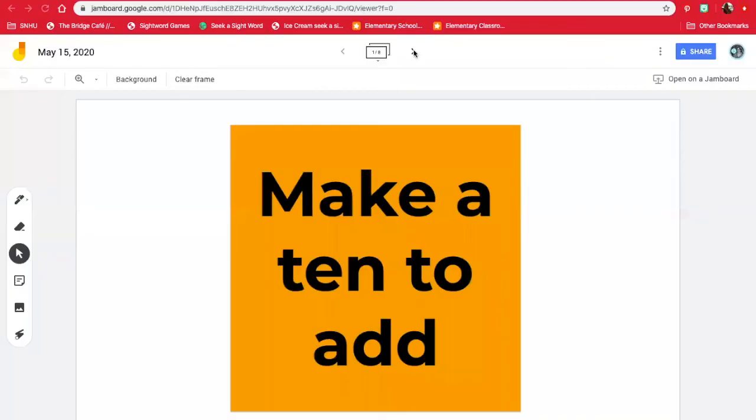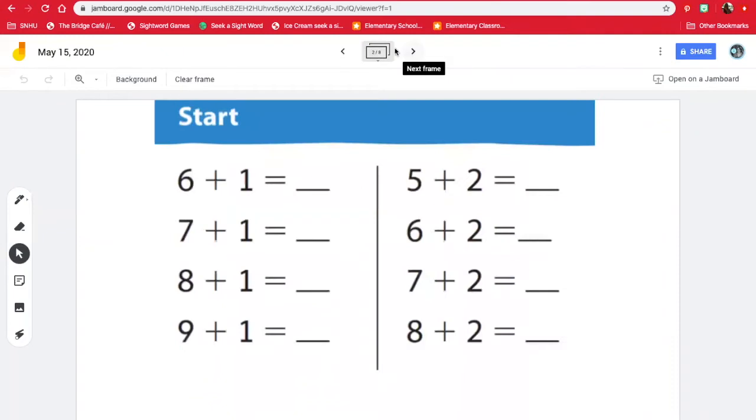So here we go for our last lesson for Make a 10 to add. Make a 10 to add, another strategy we can use for adding.